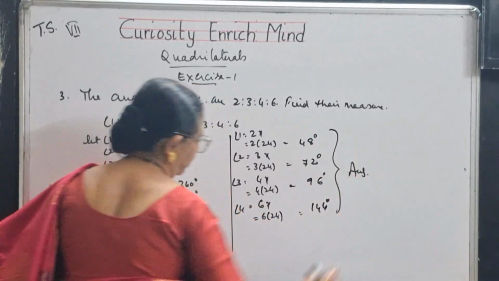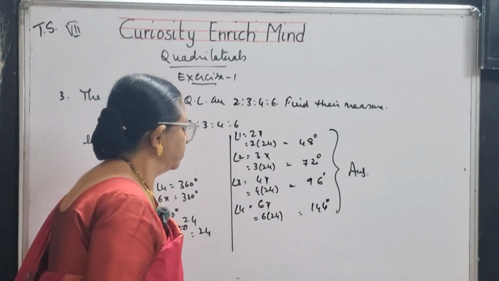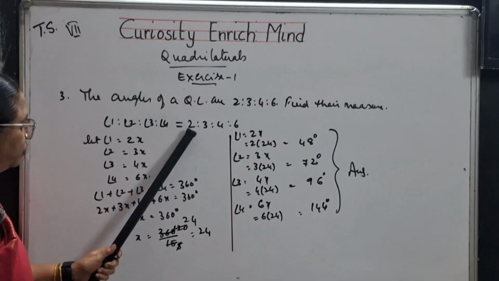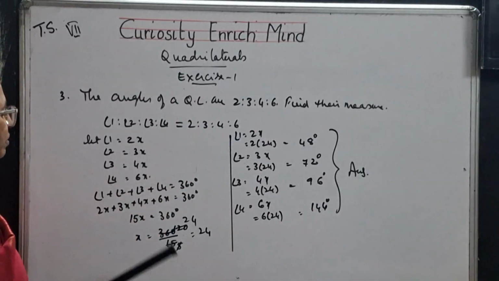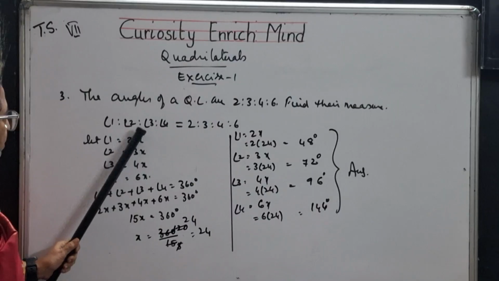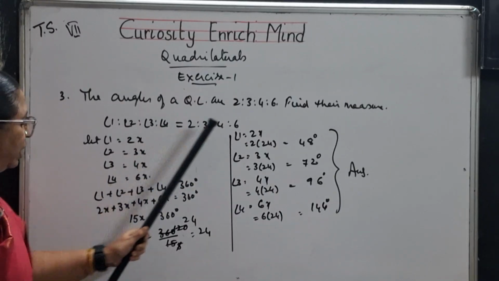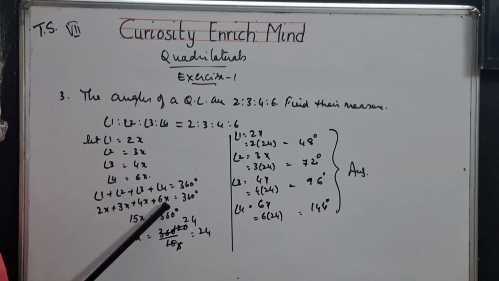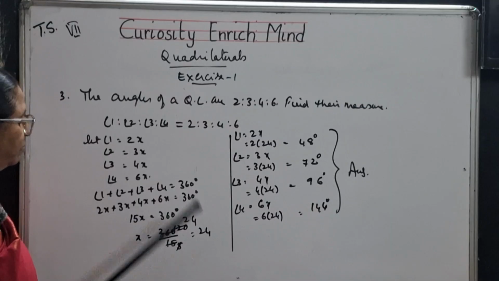This is the answer in this problem, children. So they have given the four angles in the ratio 2 is to 3 is to 4 is to 6. So angle 1 is 2x, angle 2 is 3x, angle 3 is 4x, angle 4 is 6x. The sum of the angles is 360. So 2x plus 3x plus 4x plus 6x is 360. 15x is 360, x is 24.